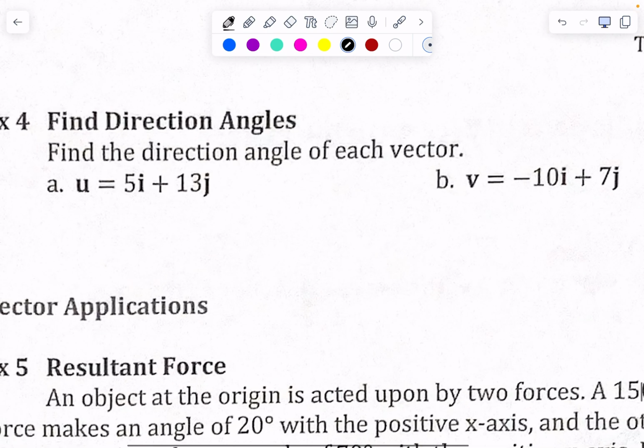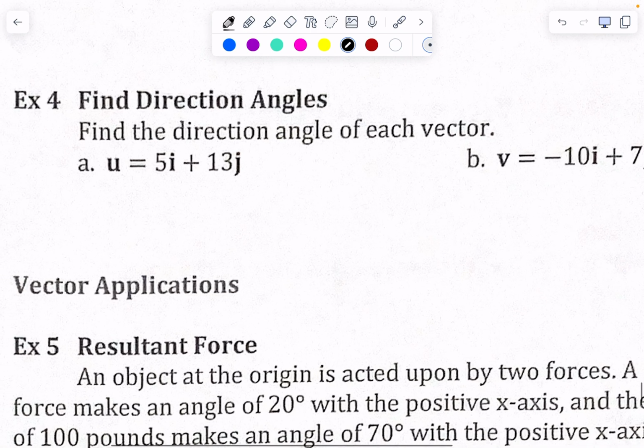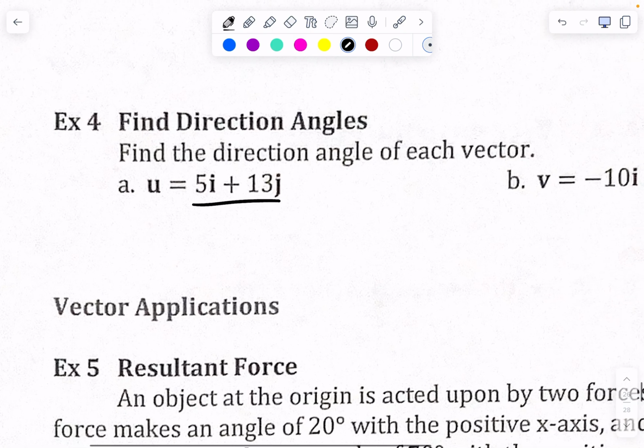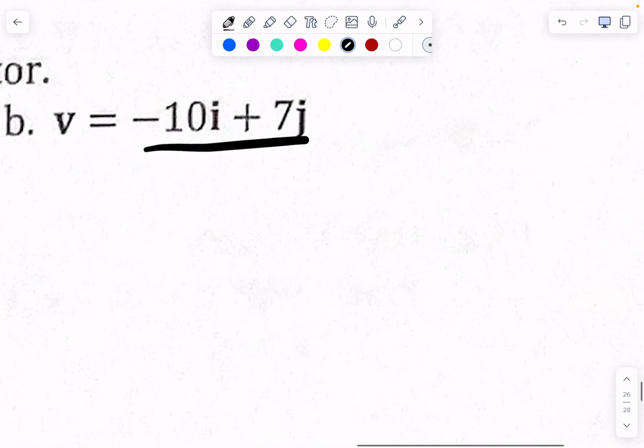Find the direction angle of each vector. We've already done this before. Should we do one of these? Find the direction angle. Let's go to B, because this is not in the first quadrant.